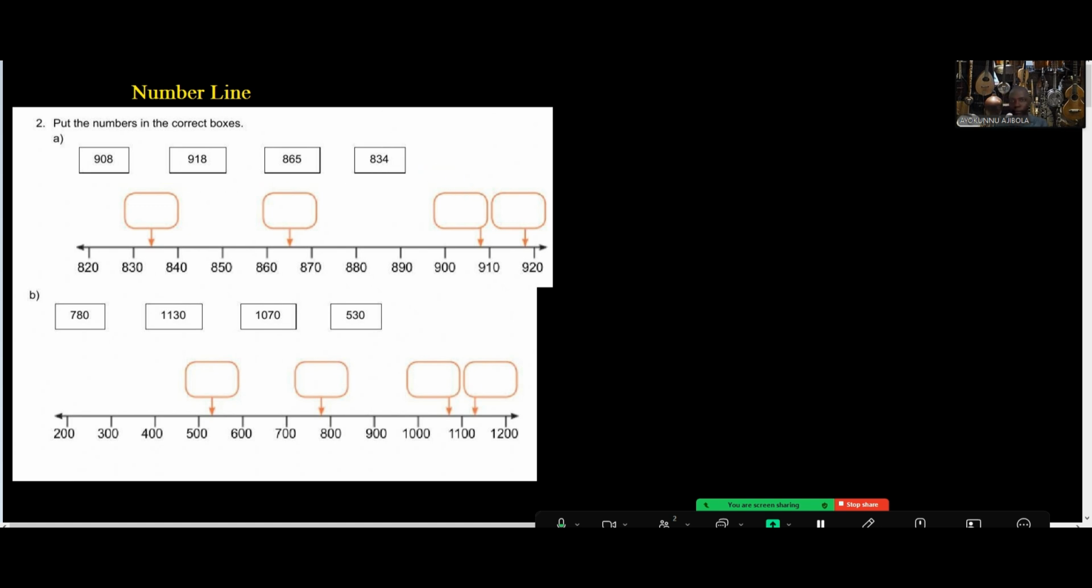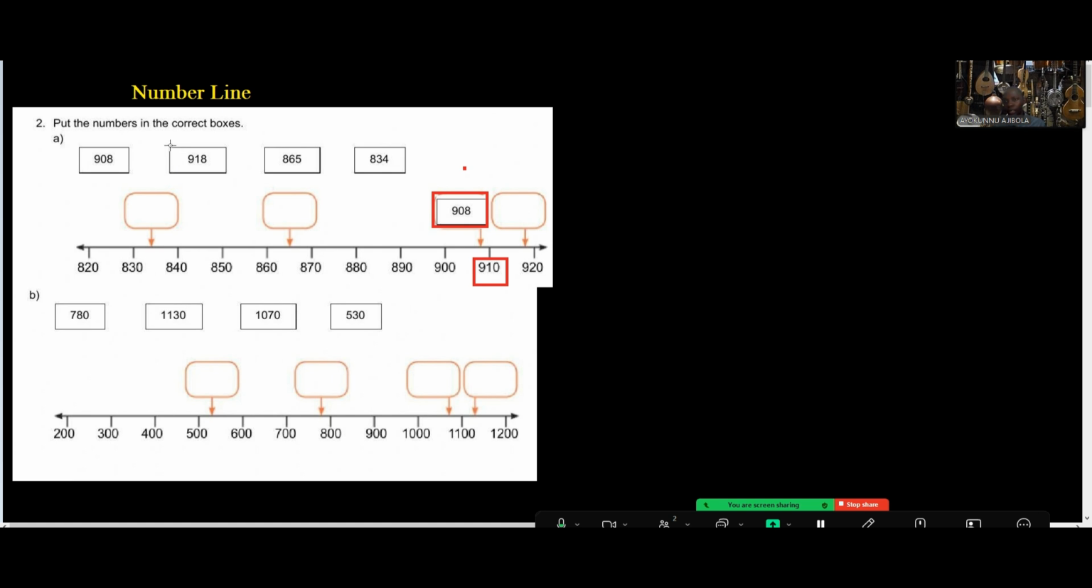So what I'm going to do is move this, like move it into here. This is 908 because it's before 910. Can you see 910? Yes. So now you understand why 908 is here, right? Yes. Okay, good.